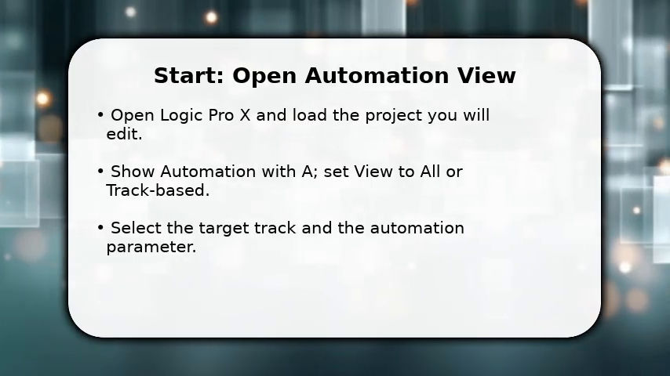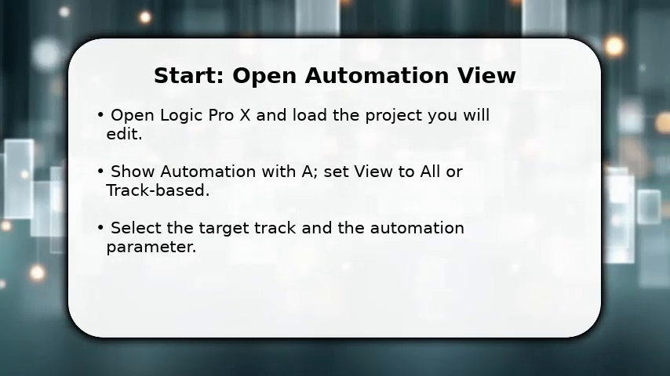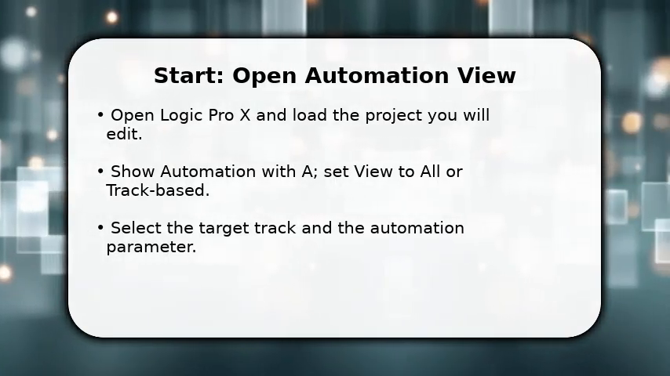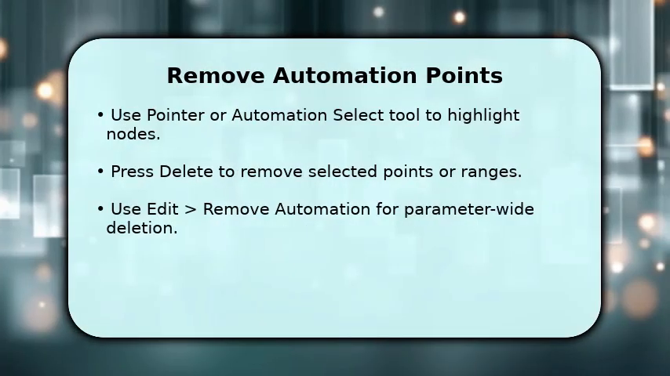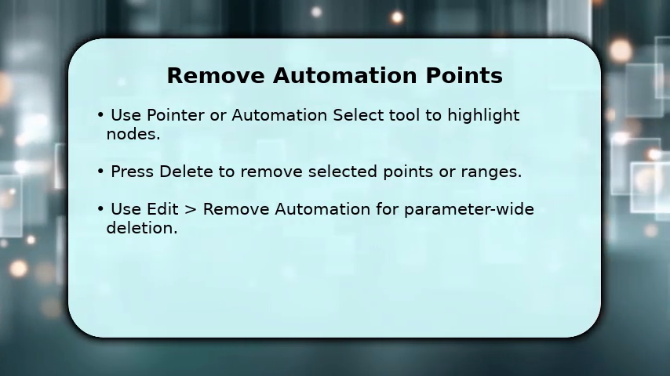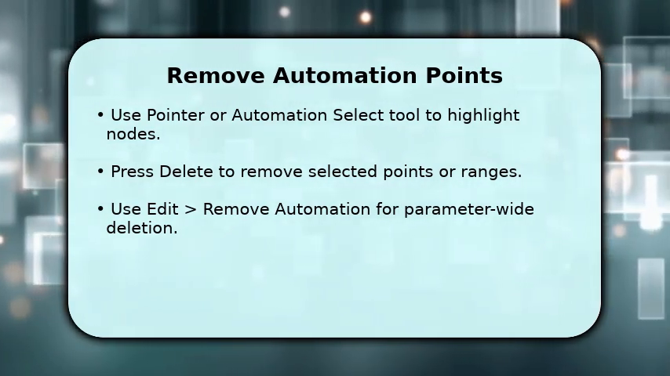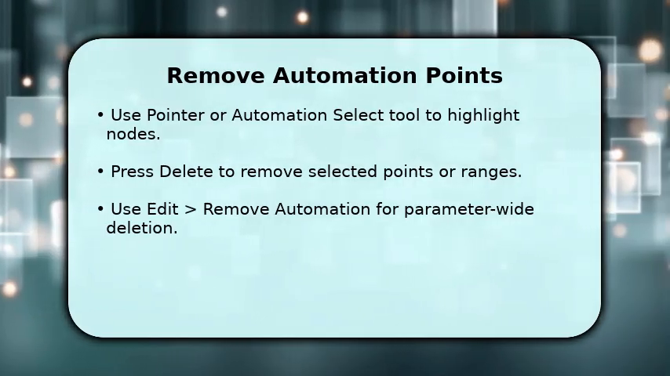Next, click the track header and pick the exact parameter you want to remove, volume, pan, or plugin control, so you focus only on relevant automation points before editing. After isolating the parameter, switch to the pointer or automation select tool and drag to highlight the nodes or range you want gone. Once selected, press delete to remove those points immediately.